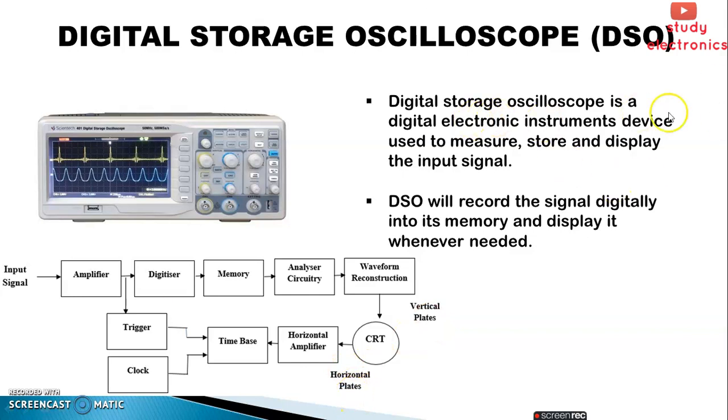So digital storage oscilloscope is a digital electronic instrument device used to measure and display the input signals. Will measure, store and display. Digital storage oscilloscope will record the signal digitally into its memory and display it whenever needed.